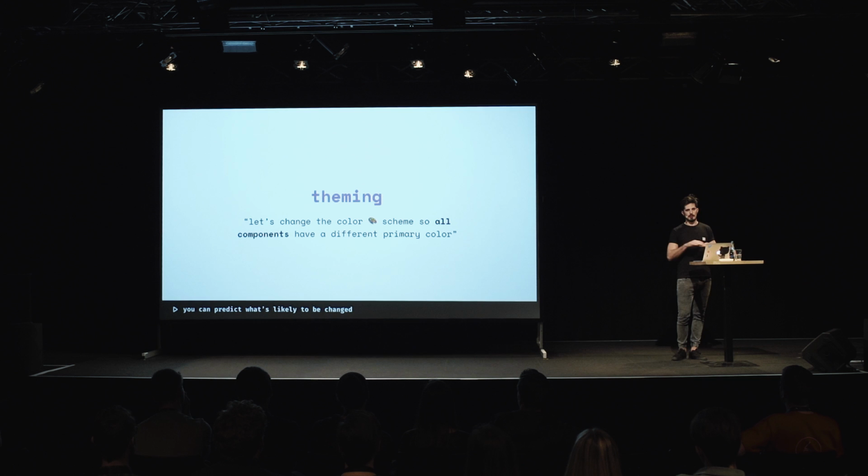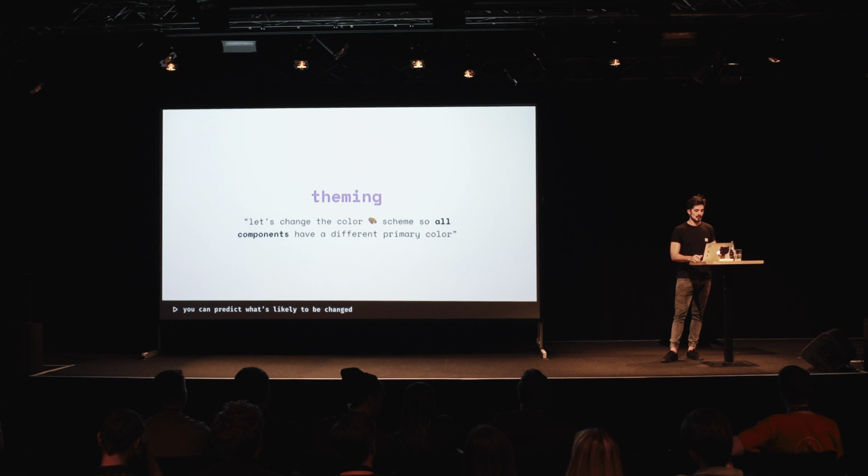So from my point of view, I see three different customization layers when you ship a component. First of all, there is the theming layer. As an example, imagine that you have a set of components, and you say, I want to change the color scheme of my components, so every component is going to look different with a different primary color. For example, you have a button and a radio button using the same color. You can easily predict what's going to be changed. You can say, OK, probably the user is going to want to change the size of this radio button, and probably they're going to want to change the primary color. So that's predictable, and that's easy to solve. But this is the first layer. Usually, in any vendor component library, you're going to have a way to provide theming.